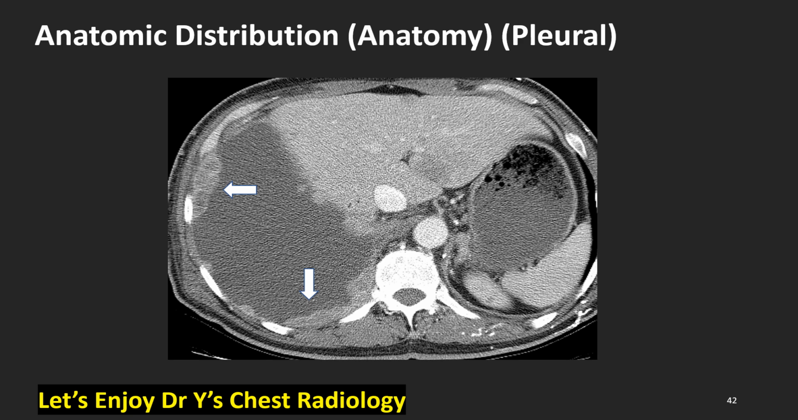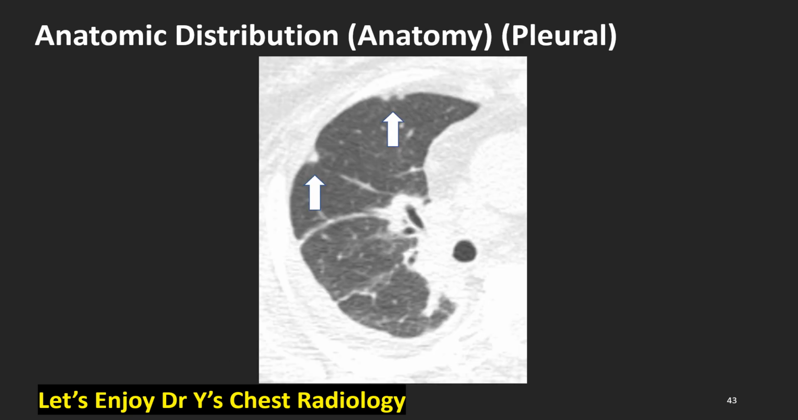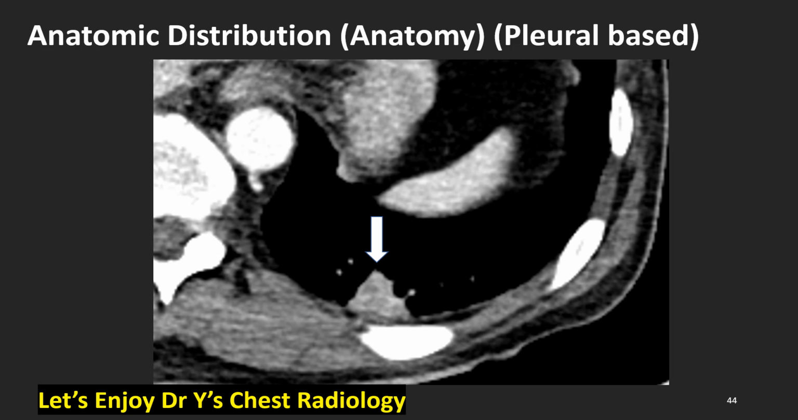Anatomic distribution, pleural. The arrows indicate the pleura. This lung cancer patient shows malignant pleural metastasis and effusion. Anatomic distribution, pleural. The arrows indicate pleural nodules of pleural metastasis. Anatomic distribution, pleural-based. The arrow indicates pleural-based focal lung collapse.